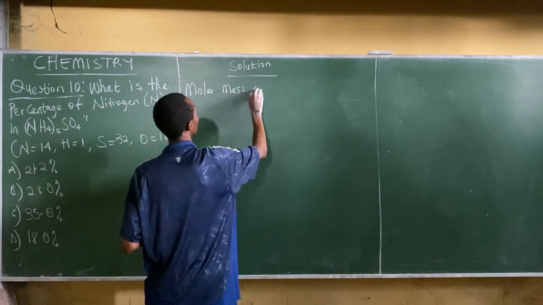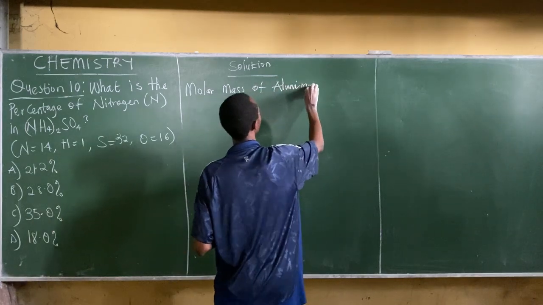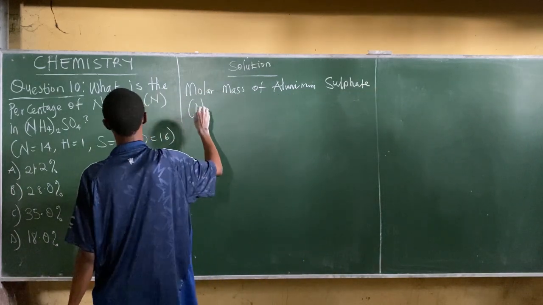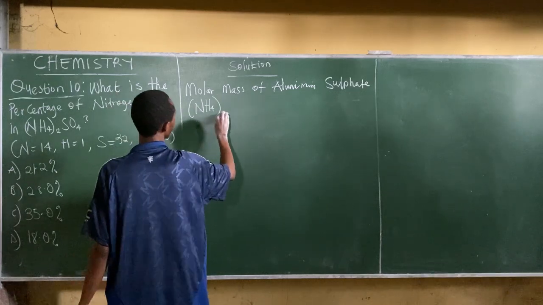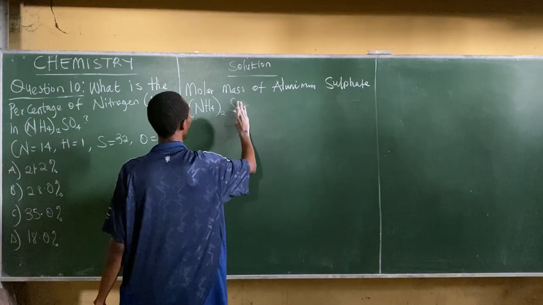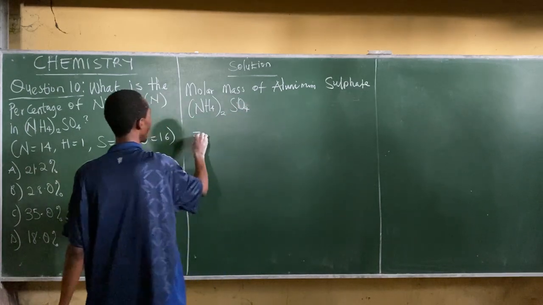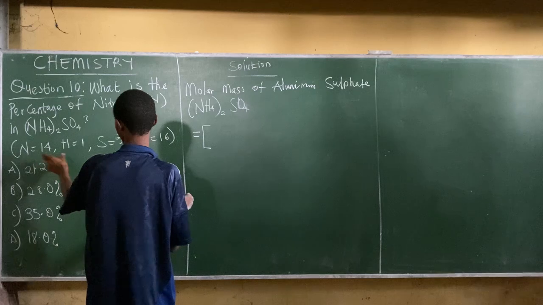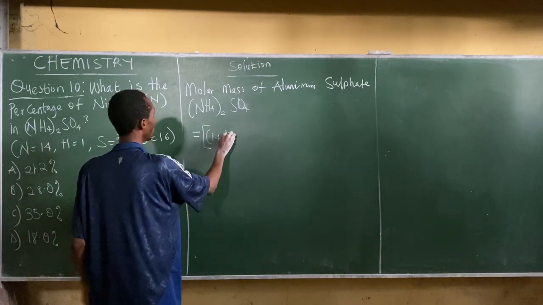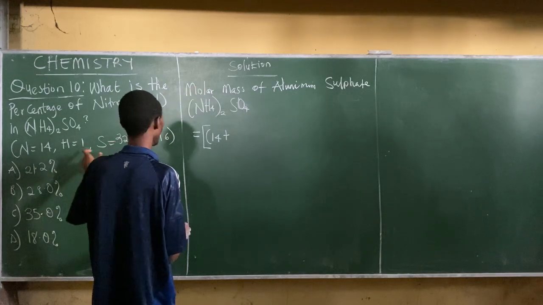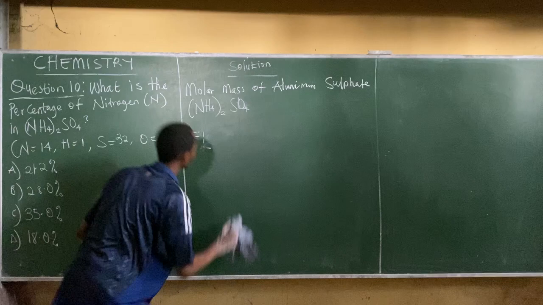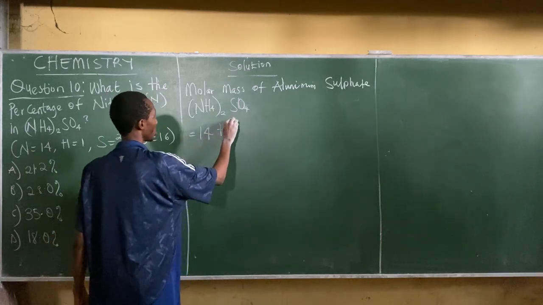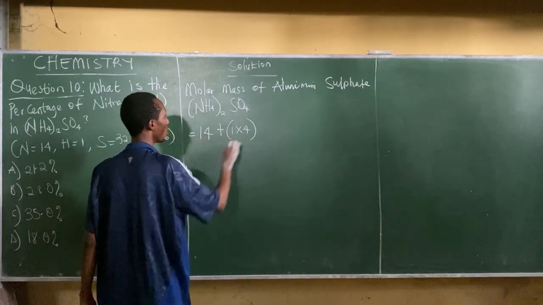Molar mass of (NH4)2SO4 is equal to: nitrogen here is 14. So we have 14 plus hydrogen, which is 1, times 4. You close the bracket.